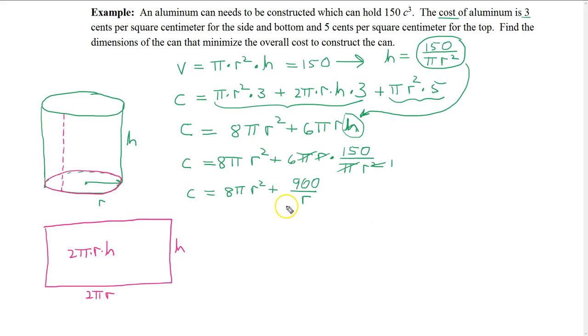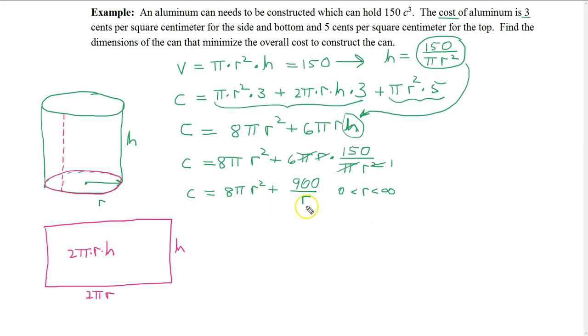Now notice that r can go from close to 0 all the way up to infinity. If r were close to 0, this tin can would be very tall and thin. And if r were large, it would be a squat tin can, sort of like a tuna fish can. So we want to minimize this over r from 0 to infinity.